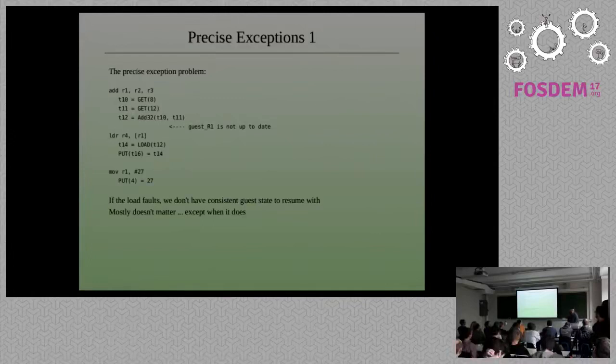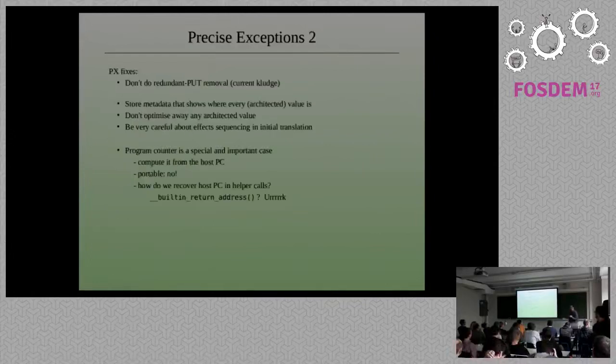So what are we going to do about precise exceptions? Well, at the moment we have a terrible kludge, which is we're going to disable this optimization, the redundant put removal, in the cases where it's actually a problem. So this is, sorry to say, a Mozilla-specific hack, and you didn't know that, right? But that's not really a good solution in the long run. It just makes the performance even worse.